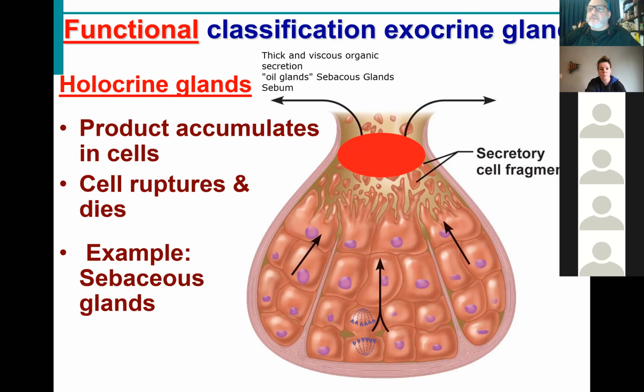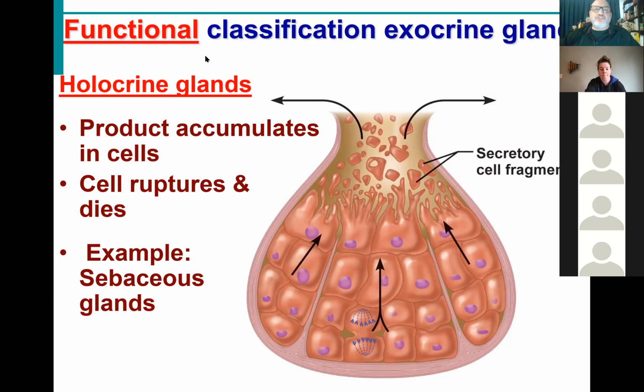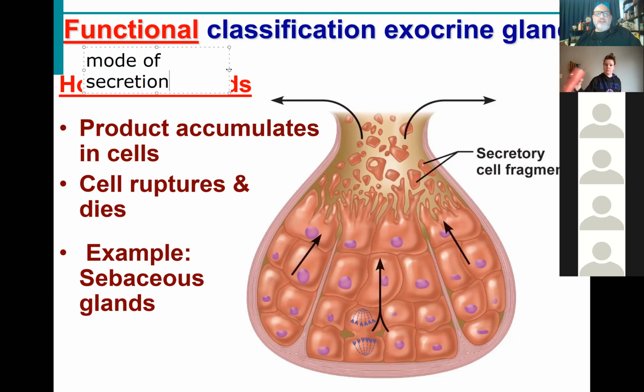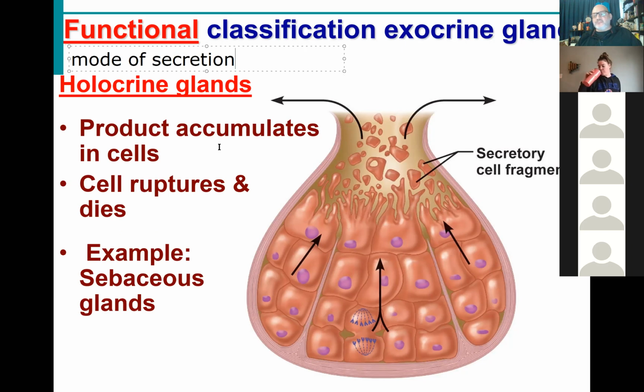And so there are our three functional classifications, or again, we can use the term mode of secretion, because it's all about how they release their contents: merocrine, apocrine, holocrine. So for every single gland you are going to run into from here to the end of 431, you are going to need to know its structural classification and its functional classification, as well as, of course, what it produces. All right, questions on that?